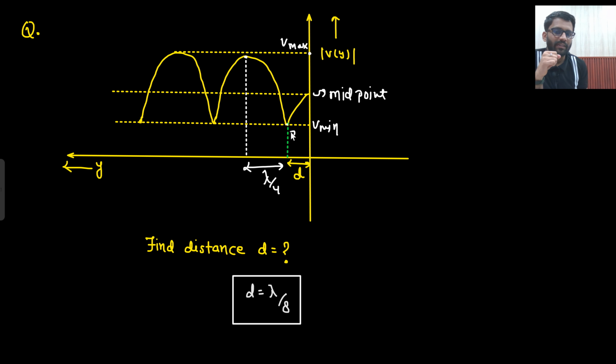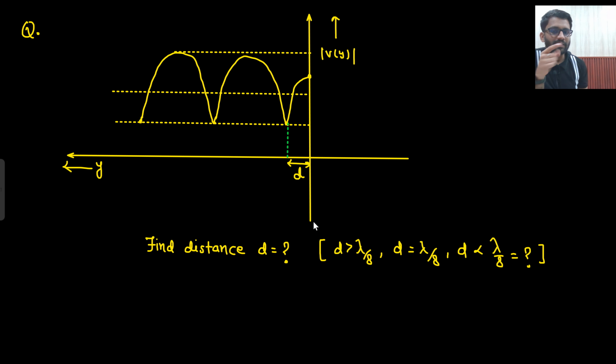Or you can understand by the example as well. 3, 5 and this is 4. 3 to 5 is lambda by 4, then 4 to 3 would be lambda by 8, right? Now in the next diagram, you tell me, will the distance d be greater than lambda by 8 or less than lambda by 8? It would be greater than lambda by 8.